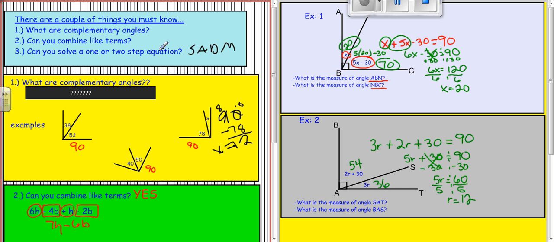And can you solve a one or two step equation? Remember, we use SAD of add, subtract, divide, multiply. Do the inverse operation. If it's subtracting, you add. Adding, subtracting, dividing, multiply, multiply, divide.